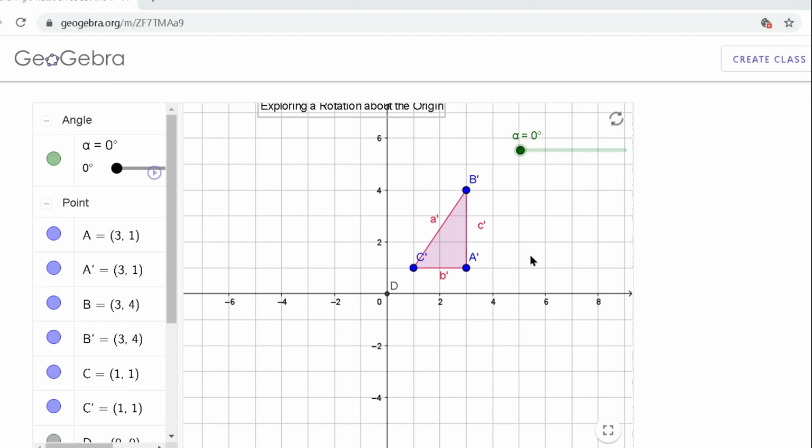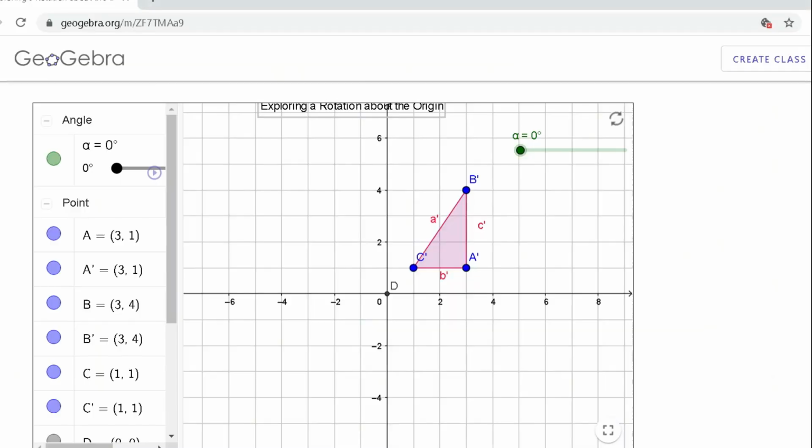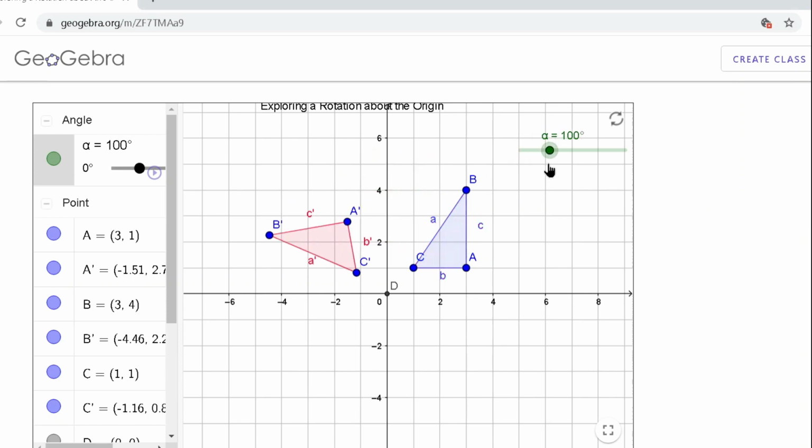So let's take a look at what a rotation of 180 degrees clockwise looks like. All right, let's look at it again. So yeah, 180 degrees clockwise. So 180 degrees clockwise is the same thing as 180 degrees counterclockwise. So when we rotate, this is what counterclockwise looks like, okay? It doesn't have the clockwise feature. So counterclockwise means you rotate in the direction counter. The word counter means opposite of a clock, okay? So counter to a clock.